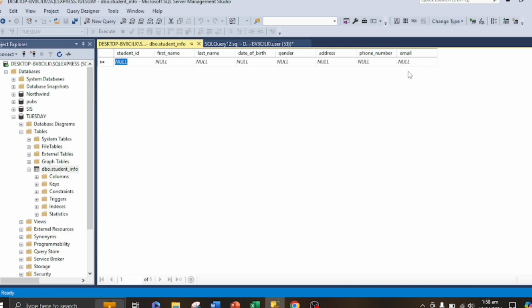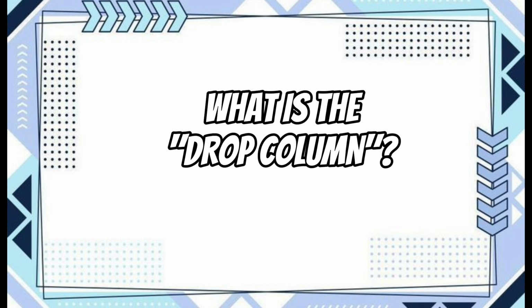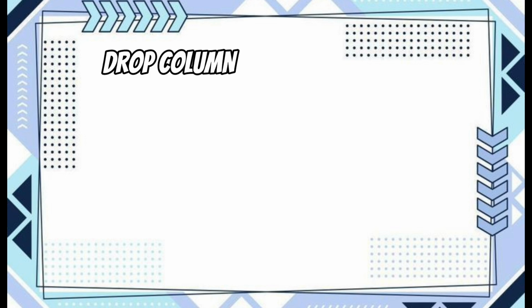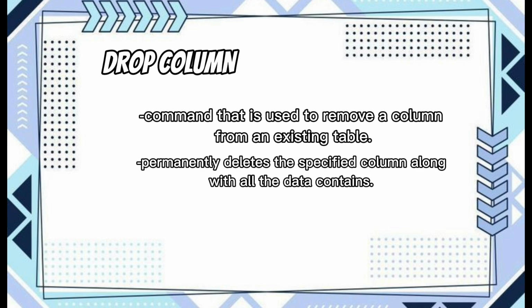And now let us proceed to the next alter table command, which is drop column. So what is drop column? Drop column is a command that is used to remove a column from an existing table. This command permanently deletes the specified columns along with the data they contain, so we should use this with caution as it can result in data loss.